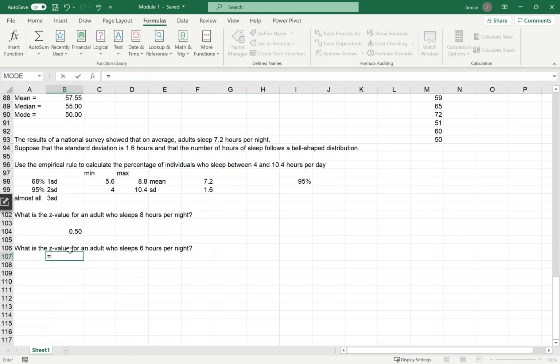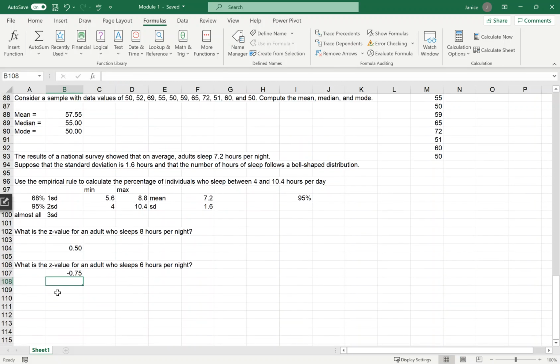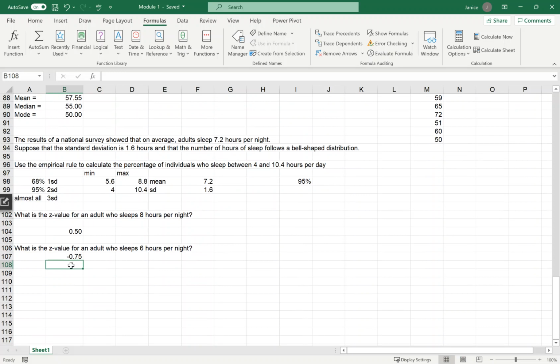And then it asks us the same thing for a person who only sleeps 6 hours per night. We'll do the same formula: equals 6 minus the mean divided by the standard deviation. And that's negative. So anytime you have a negative, unless it asks you to give the absolute value, where it doesn't matter if it's negative or positive and you always report it positive, always make sure that you include that negative, because there's a big difference between negative 0.75 and 0.75.